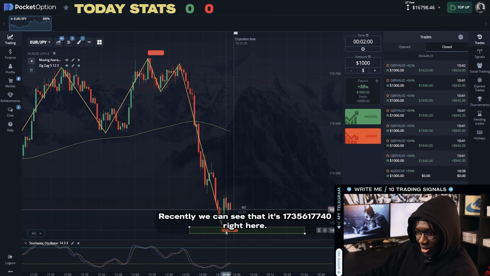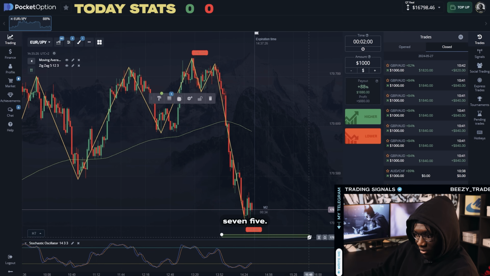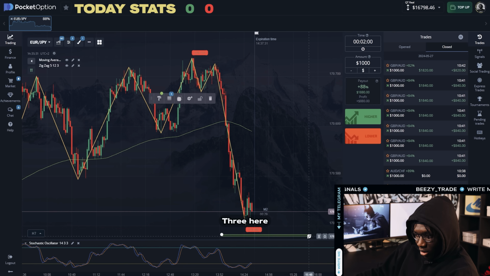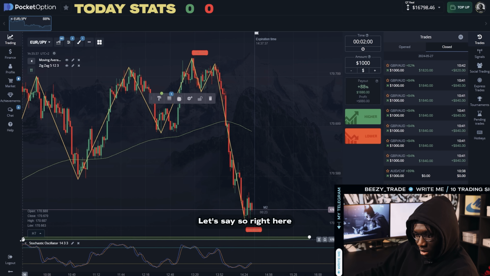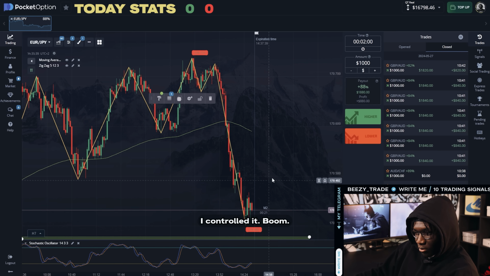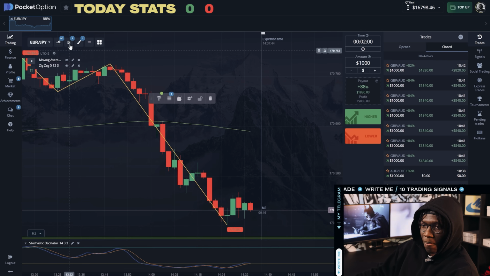173.56, 173.97 right here. So we're expecting the market to turn right here. Just find that zone correctly. Boom, that's it. So right here, I'm gonna draw that. Boom. So right now we're seeing the market moving already in the opposite direction.